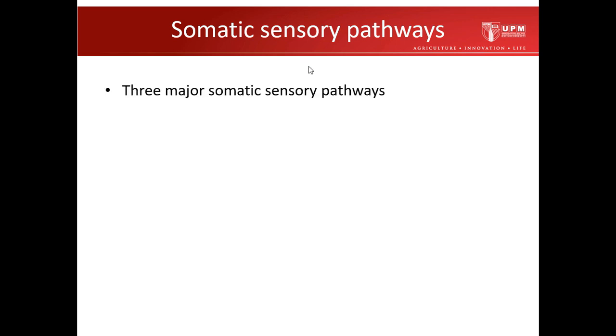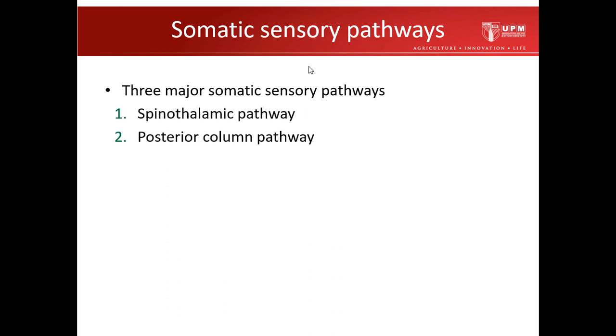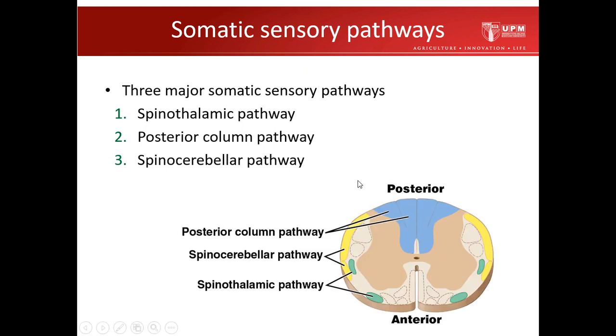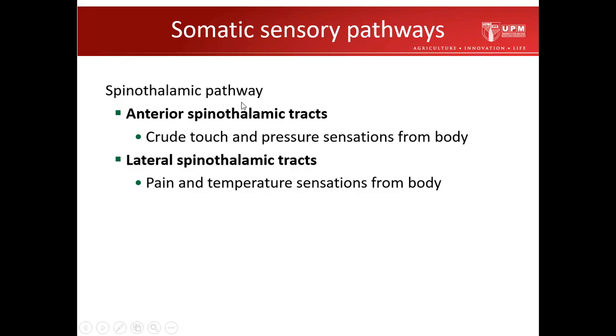We have 3 major somatic sensory pathways. Number 1 is the spinothalamic pathway. The second is the posterior column pathway, and the third is the spinocerebellar pathway. This picture shows where each pathway is located. In the spinothalamic pathway, there are 2 tracts. Number 1 is the anterior spinothalamic tract, which carries crude touch and pressure sensation, while the second is the lateral spinothalamic tract that carries pain and temperature sensation from the body.